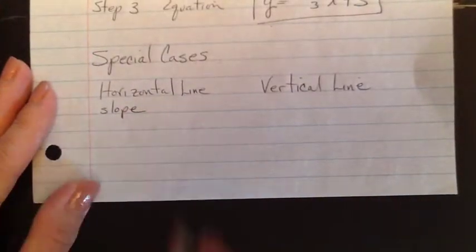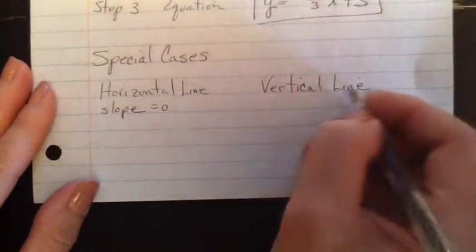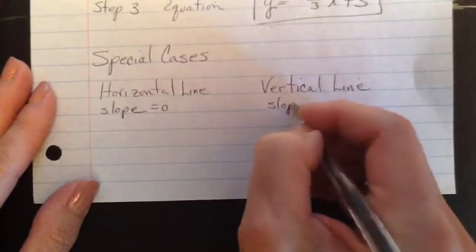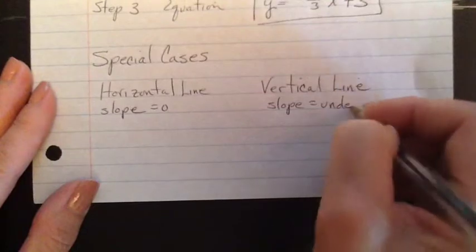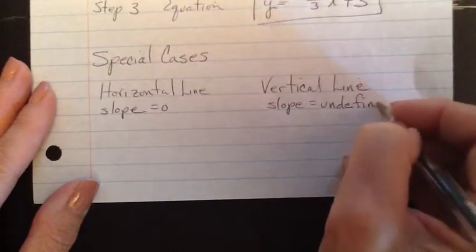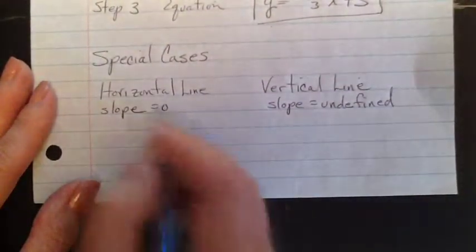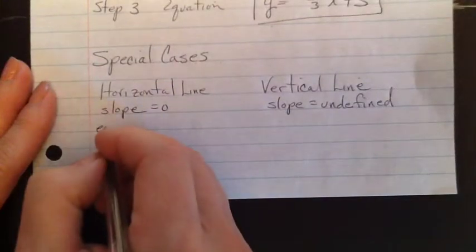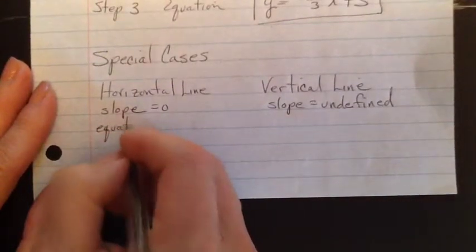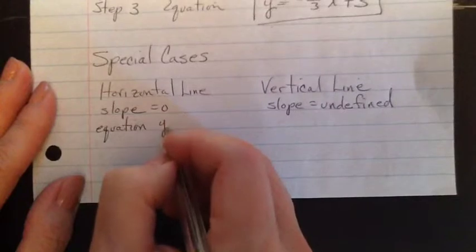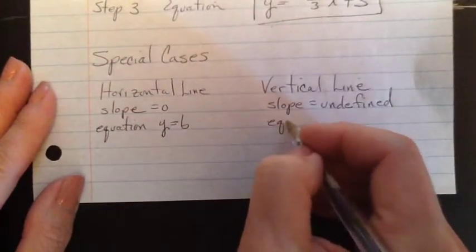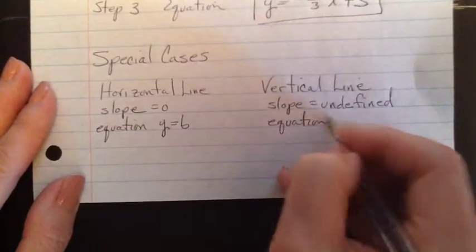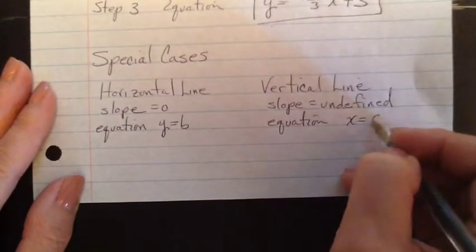The horizontal line, the slope is 0. Vertical line, the slope is undefined. Okay? Horizontal line, the equation is always y equals some number, call it b. And the equation of a vertical line is always x equals some number, we'll call it a.